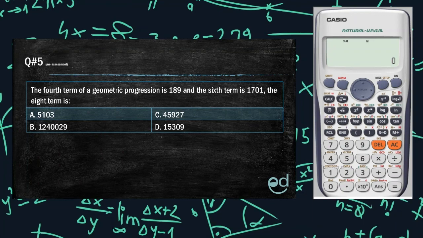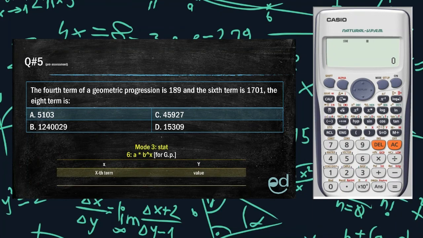Time's up. To solve this, we will use again mode 3 stat. But this time, we will use 6, which is a times b raised to x, for geometric progression problems. In our calculator, we select 3, 6. So the given parameters are the following. Fourth term, which is equal to 189, and the sixth term, which is equal to 1701.